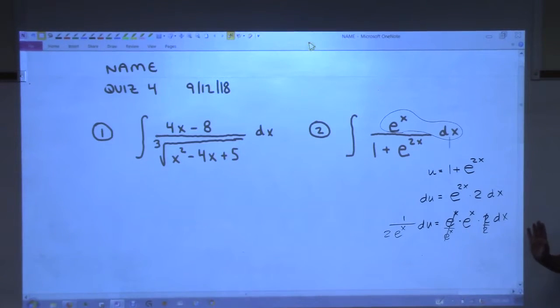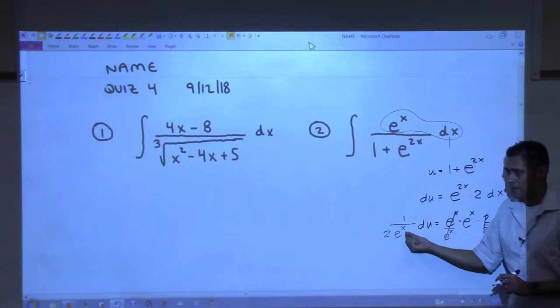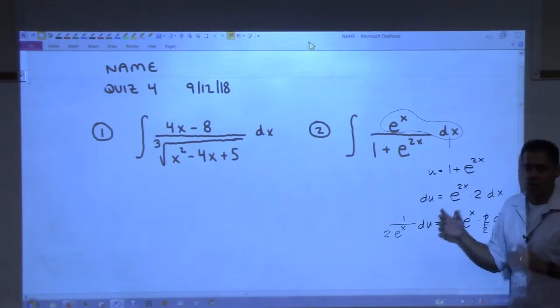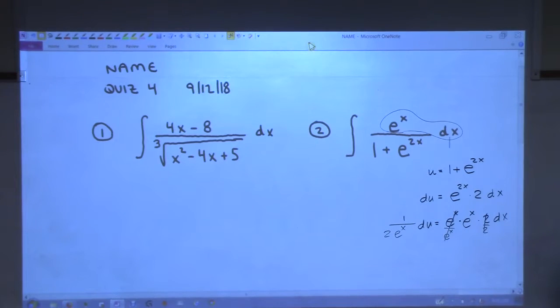Okay? We still have a problem because this has u's and x's in it, right? And we're trying to switch from x's over to u's. So this is still going to be an issue. But you might actually still be able to do it this way.